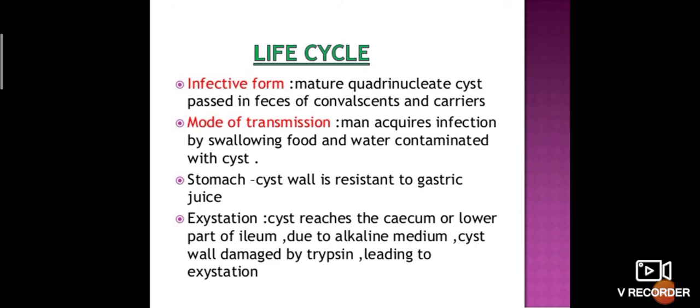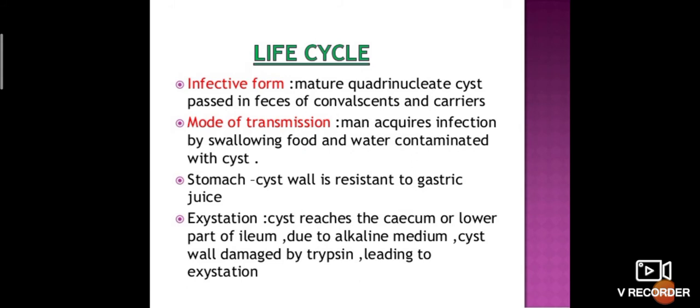So there is the infective form, the mature quadrinucleate cyst, passed in feces of convalescents and carriers. Mode of transmission: men acquire infection by swallowing food and water contaminated with cysts. The cyst wall is resistant to gastric juice, so that is why it is not destroyed in our stomach.